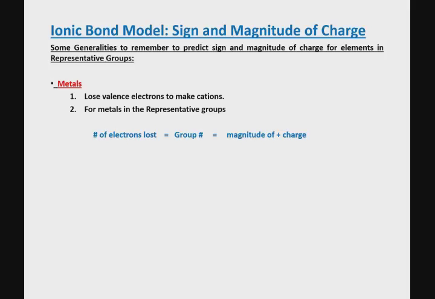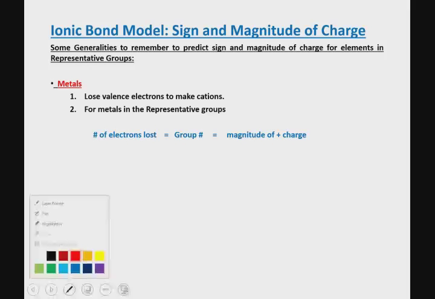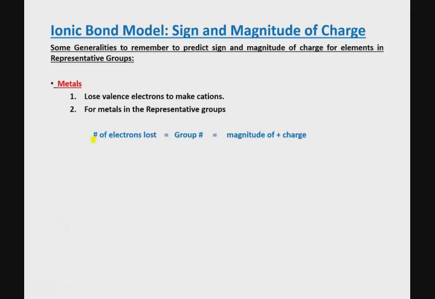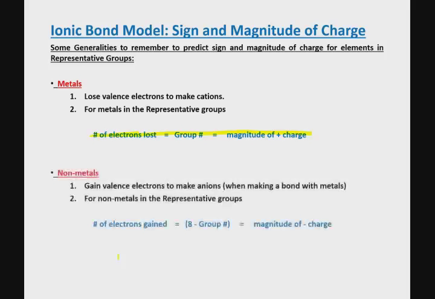associated with them. In those cases, the number of electrons that these metals would lose from the valence shell equals the group number, and that number of electrons equals the magnitude of the positive charge on those ions as well. Nonmetals, on the other hand, gain electrons in their valence shell, making anions. Now, this happens when nonmetallic elements are reacting with metallic elements. In other words, they are making ionic bonds.